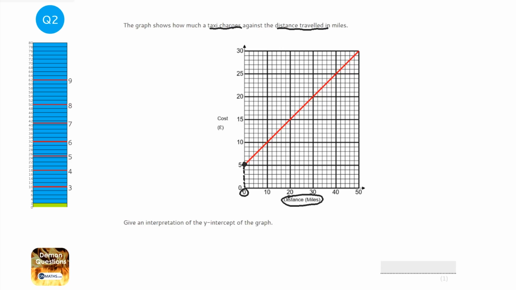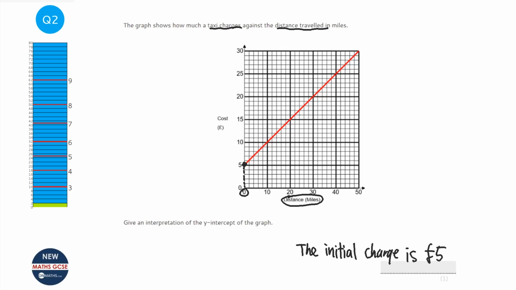So if you think about that in terms of hiring a taxi, that's how much you're charged before the taxi even travels anywhere. So sometimes we call it a standing charge or an initial charge. So the initial charge is, and then read off what it is, where it's £5.